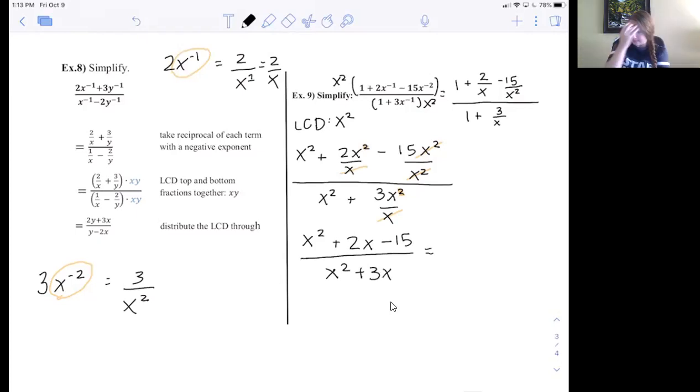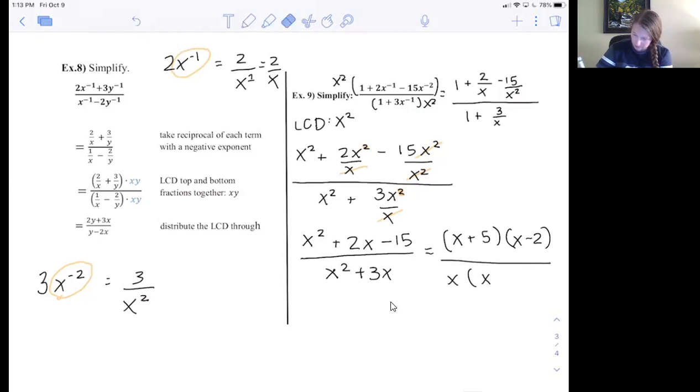Now I'm going to see if I can factor this, which I can. So the top is going to factor into x plus 5 and x minus 3. And for the bottom, I can take an x out, so I'm left with x. Oh, this is wrong. This is a 3. x minus 3. And so, sorry, and then on the bottom, I'm left with x plus 3.